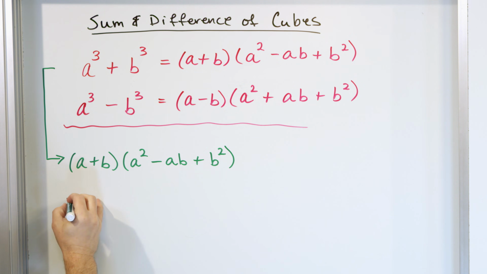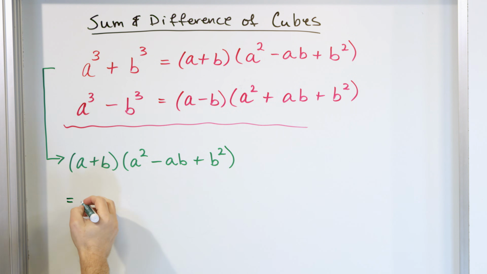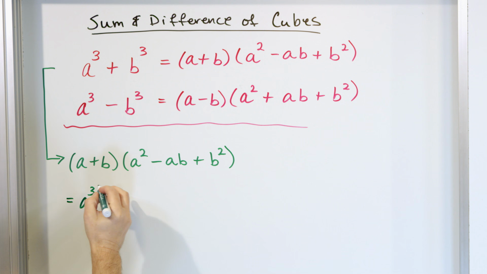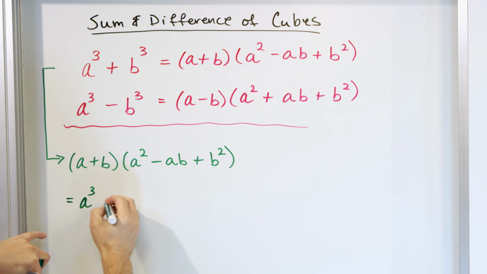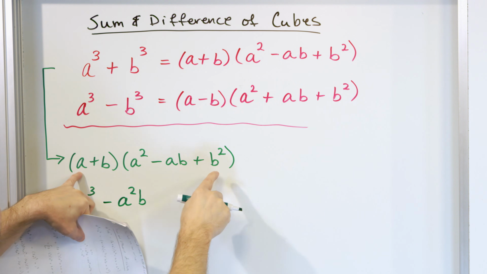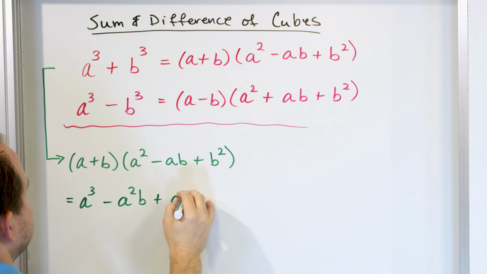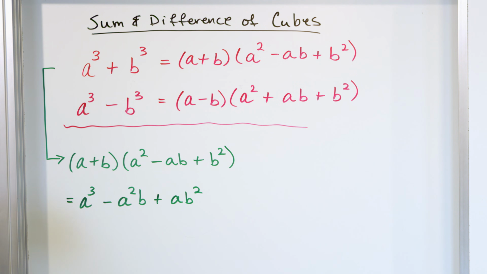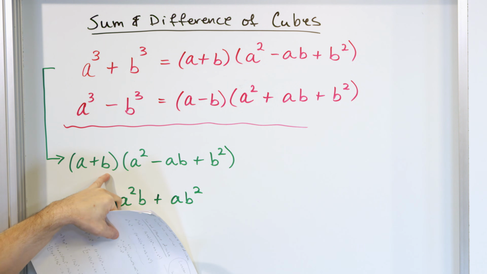So let's go ahead and do that now. A times a squared is going to give you a cubed, and then a times negative ab will be negative a squared b. You add those exponents on the a. A times b squared is ab squared. Okay, that's the first 3 terms. So we're done with this. We move to this one.